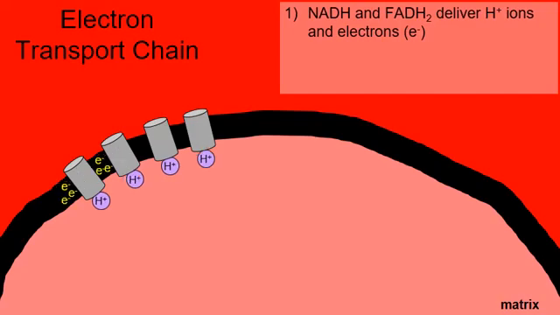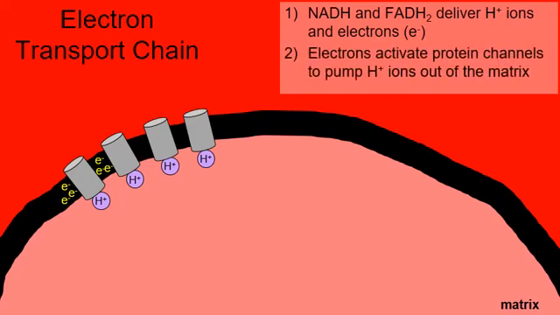Well, what happens with these electrons? This is why it's called the electron transport chain. These electrons are going to start a chain reaction of events where those hydrogens are going to be transported out of the matrix. And so the electrons, as they transfer from protein channel to protein channel to protein channel, provide the energy to pull these hydrogens out of the matrix, and this will set up the next step of the electron transport chain.